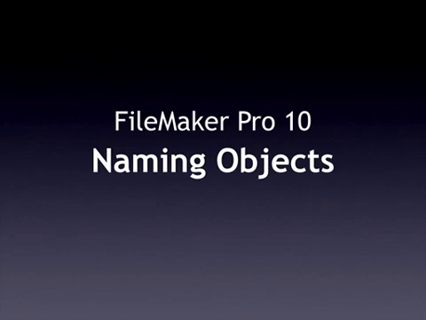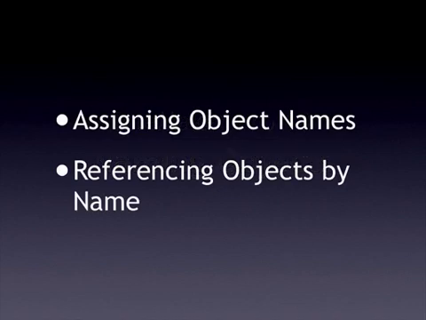In this screencast, we're going to look at naming objects in FileMaker Pro 10. In particular, I'm going to show you how you assign names to the objects on your layouts, and then some cases where you reference those objects by name.